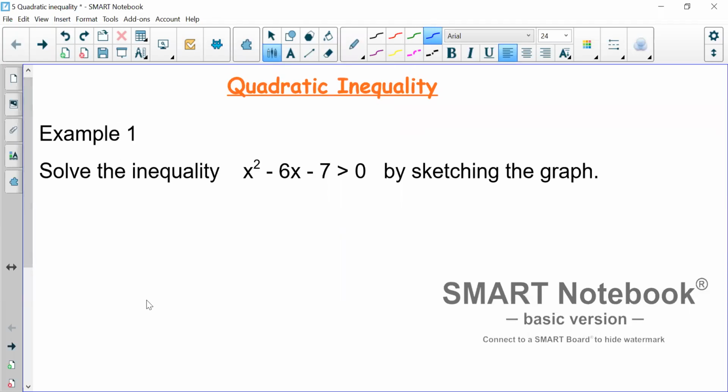Hello everyone. Today we're going to look at quadratic inequality. So let's have a look at the first example where we have to solve the inequality x squared minus 6x minus 7 greater than 0 by sketching a graph.